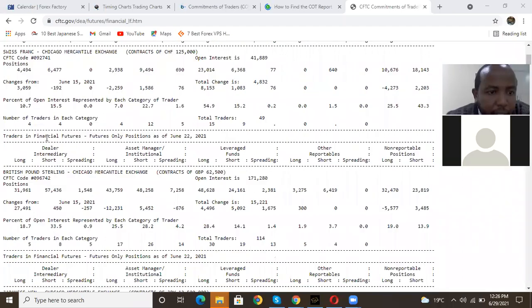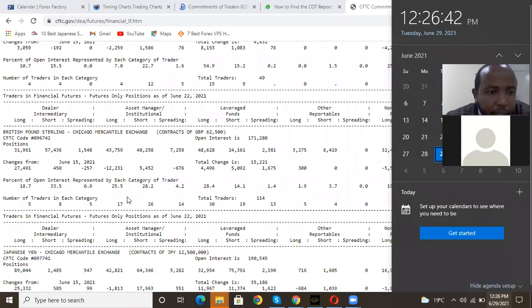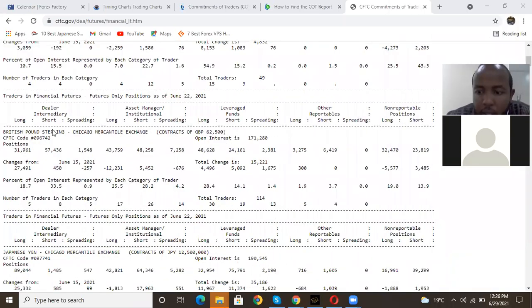Here it is. You can see positions, long and short, for the dealer. Changes, open interest. This is the most important thing you need to check on COT: open interest represented by each category of trader. We need to know which big guys and small guys are holding a lot. Open interest is guys who are not long or short. Here you can see 18,733 and then 0. So we are done with the dealer.